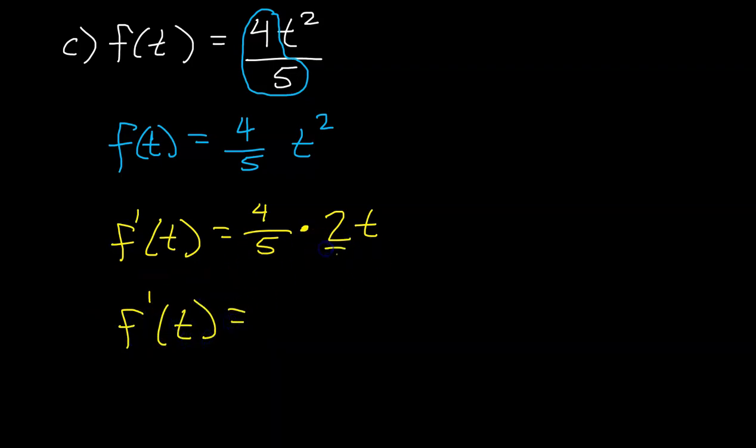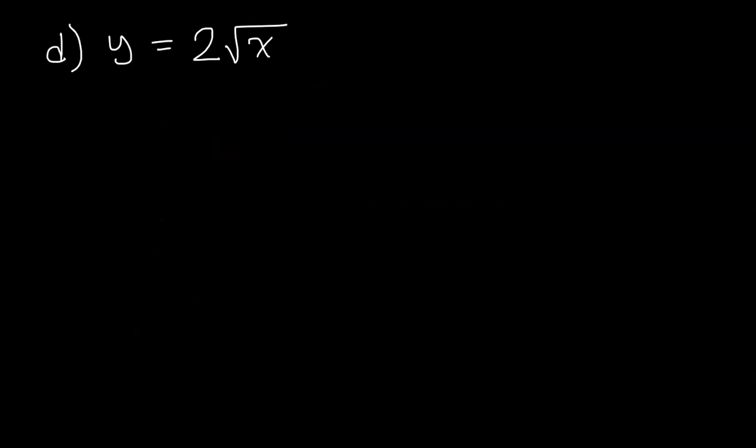And remember, 2 is the same thing as 2 over 1. So when we multiply straight across, we're going to have 8t over 5. So this would be the final answer. You also could write it as 8 over 5 times t, but I think either one is acceptable.